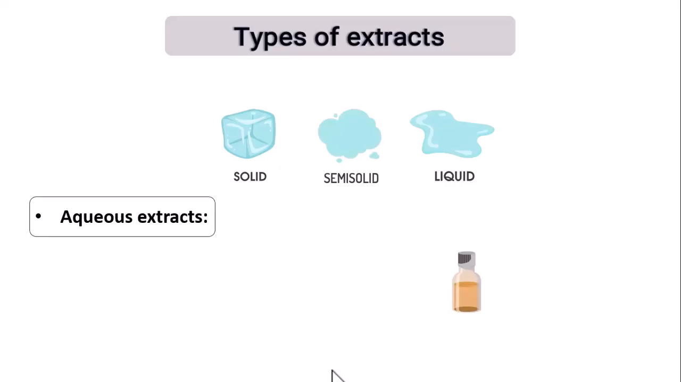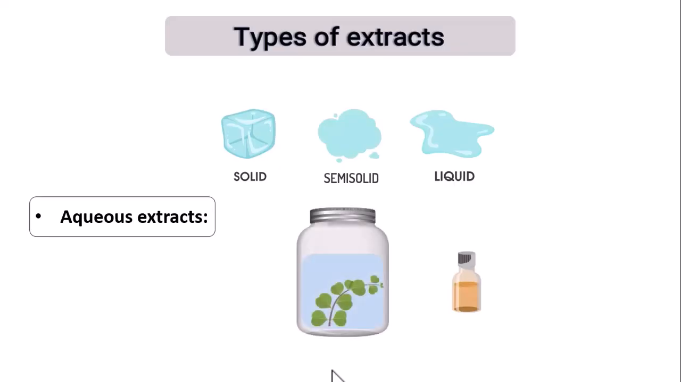Aqueous extracts are liquid products that, as we explained before, are produced in a similar way. That is, you soak the plant for a relatively long time in a solvent, and then you filter it. The liquid part that is separated in this way is called an aqueous extract.